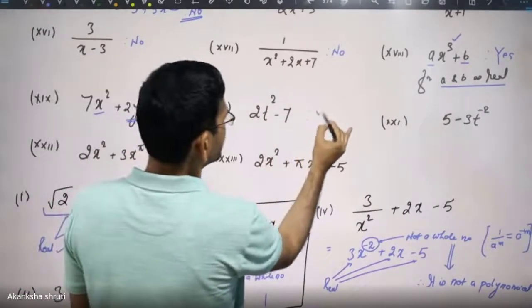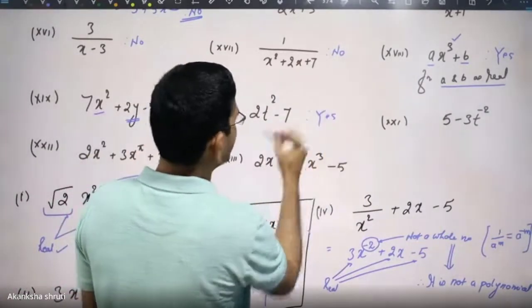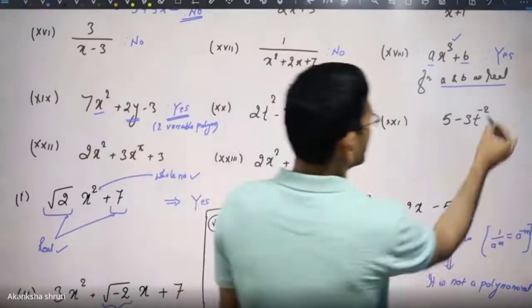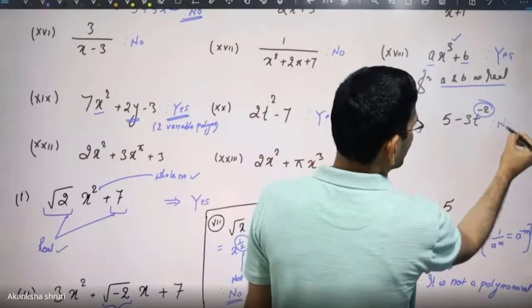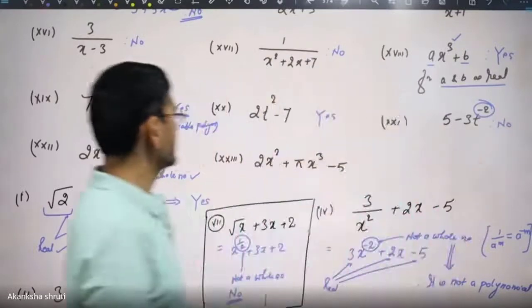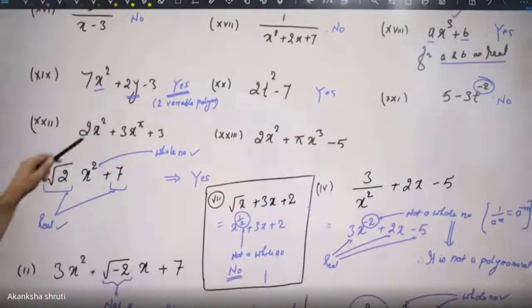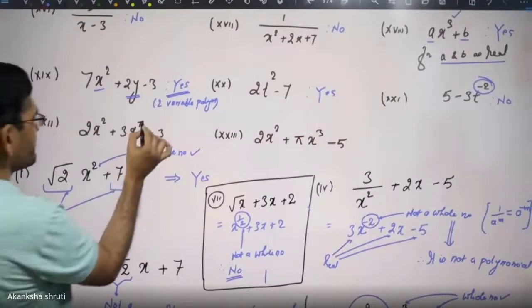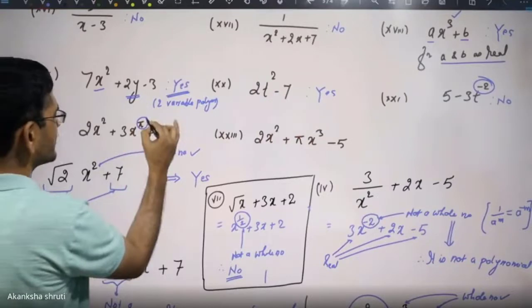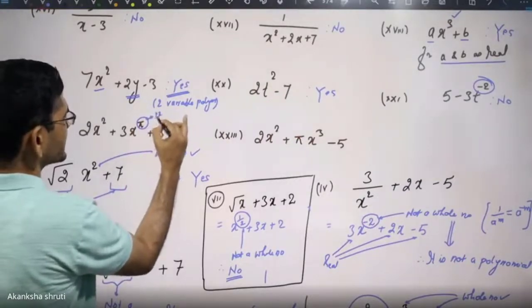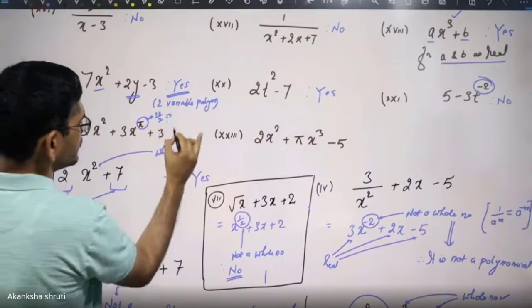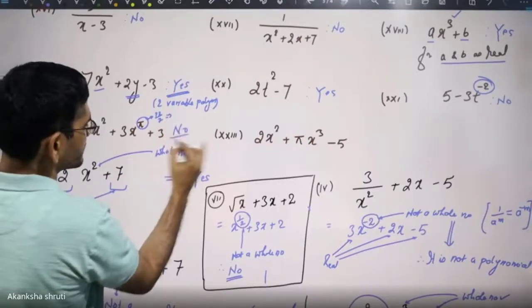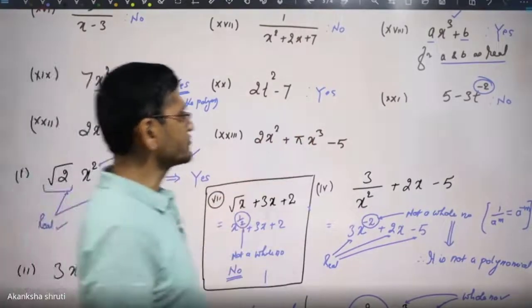Yes, in place of x, here the variable t is there. Here the variable is t, but it is no because of the negative power. Now student, come to this one. Very interesting. x to the power pi. पाई का value क्या होता है? 22 by 7. So it is a fraction. So this implies it is no. It is not possible.